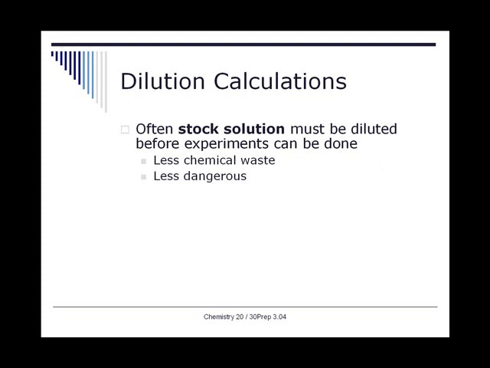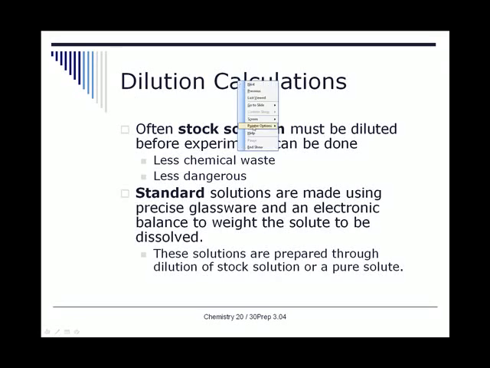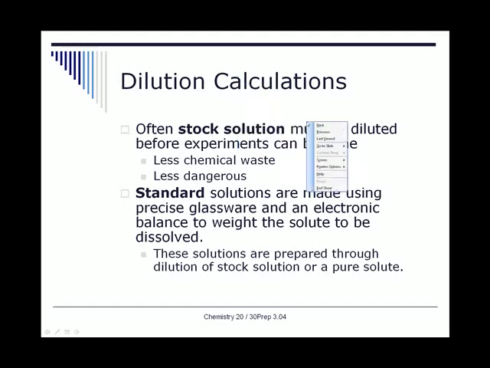Now, the reason we need to do these calculations is that often when chemicals are sold, especially for chemical laboratories, they're sold in what's called a stock solution. Stock solutions are solutions of very high concentration. So these are very concentrated solutions, and before they can be used, they have to be diluted. The reason they're shipped this way is that there's less chemical waste and it's less dangerous. You're shipping small volumes, so it's less likely to spill. Small volumes really means small containers.